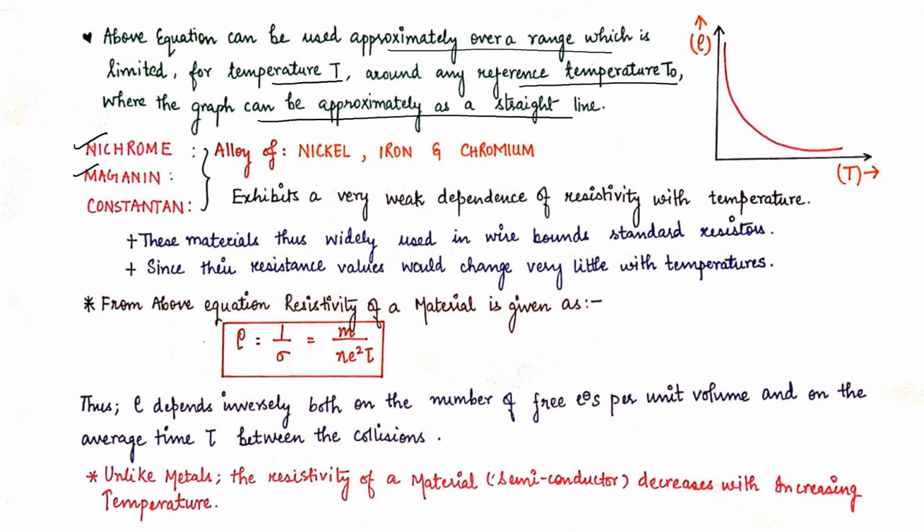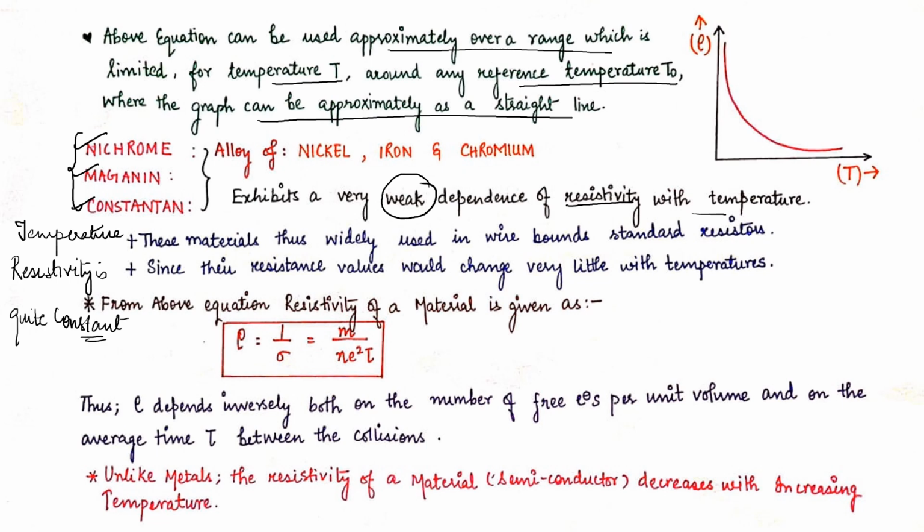Now, nichrome, manganin, constantan, these are the metals which exhibit very weak dependence of resistivity on temperature. If you are increasing the temperature, for these three metals, we will see that resistivity is quite constant. There is less change in resistivity. What is nichrome? Nichrome is a very famous alloy because of its less dependence on temperature for resistivity. It's an alloy made up of nickel, iron and chromium.